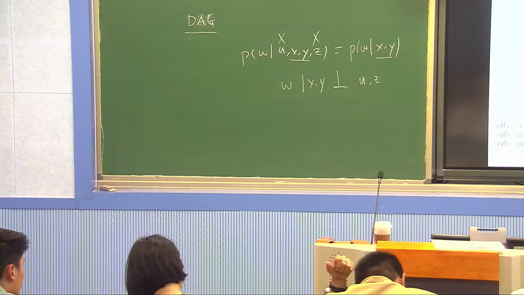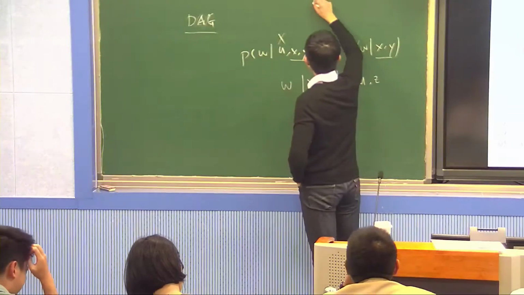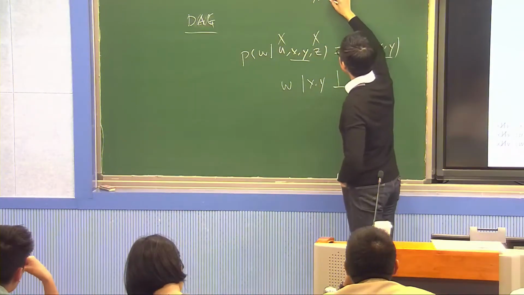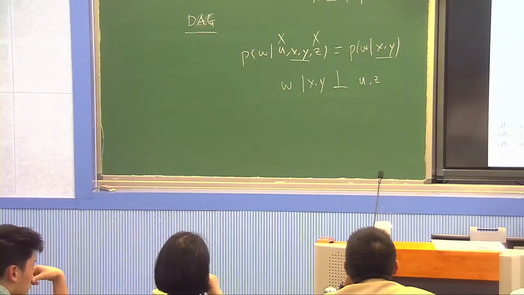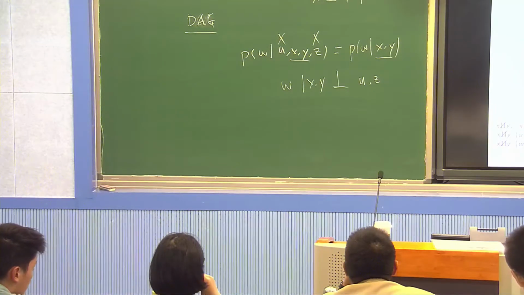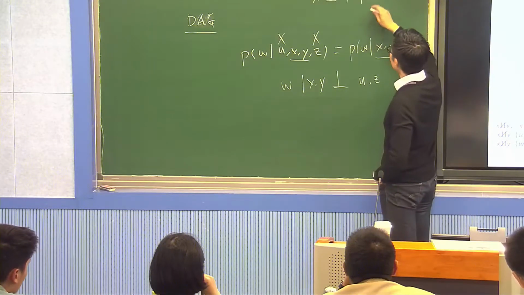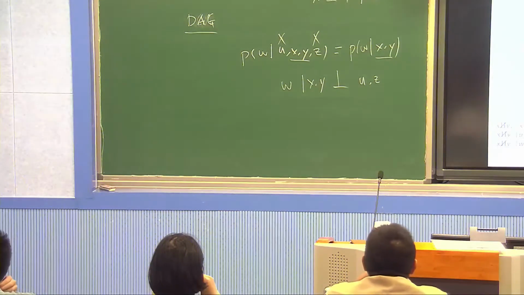So first of all, x and y are correlated. They're not independent. If I condition on u, are x and y independent? The answer should be yes, because this path is blocked. Why? Because it's a collider. What if I condition on w? Are they correlated or independent? They are correlated.